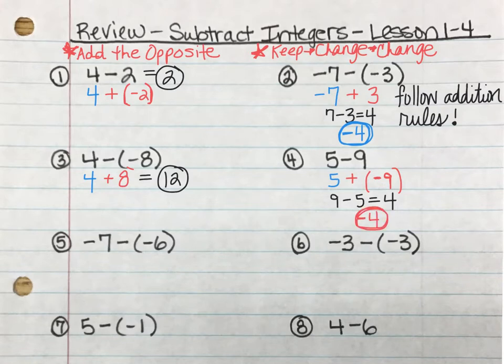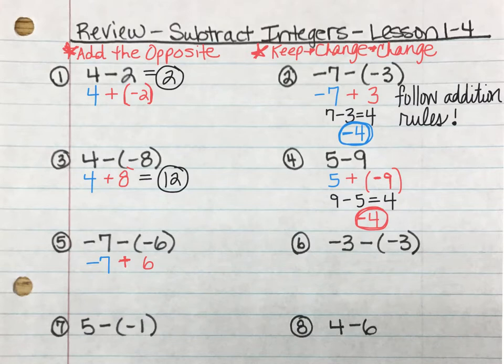Now let's take a look at question 5. -7 minus -6 is going to be a question that we change into addition using the strategy above. Add the opposite. So we are going to keep the first number, change the sign to addition, and change the second number into its opposite. And the opposite of a -6 is a +6.